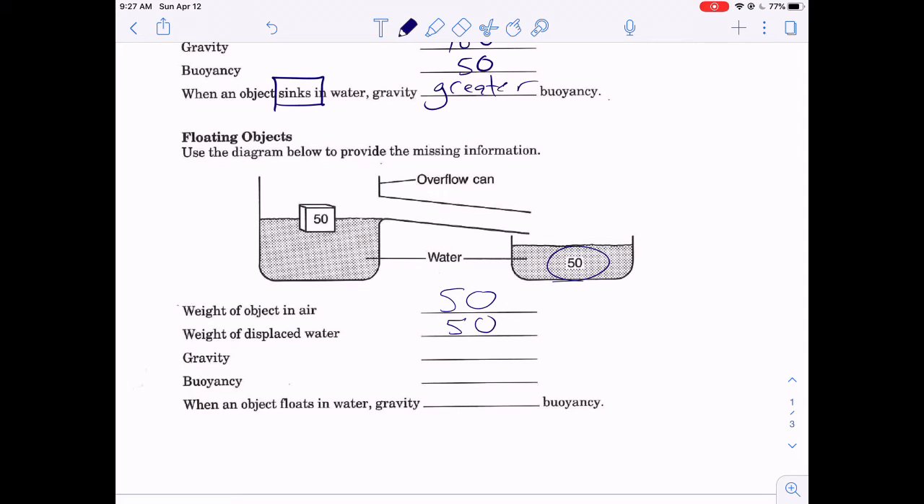Gravity at the moment, this object's floating there. Gravity on that thing is 0. There's no apparent gravity. The buoyancy is 50, equal to the mass. So when an object floats in water, gravity is going to be less than the buoyancy. It's not pulling down strong enough. The buoyancy is stronger than the gravity.